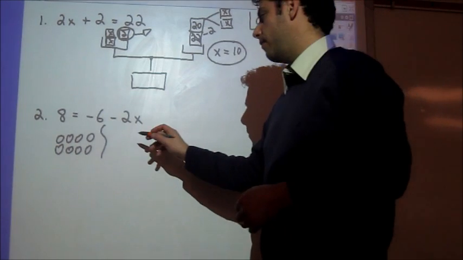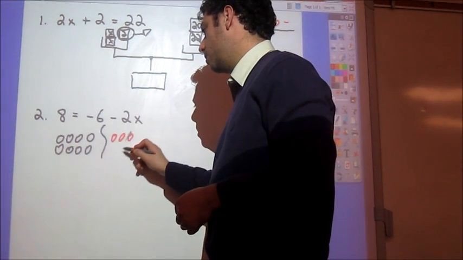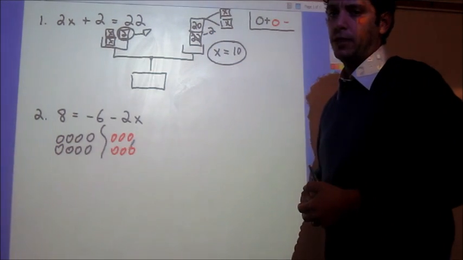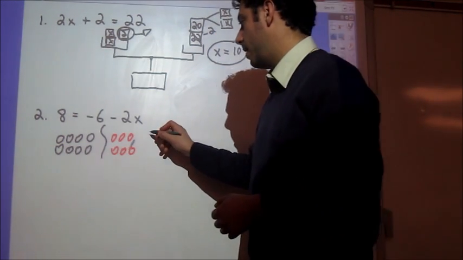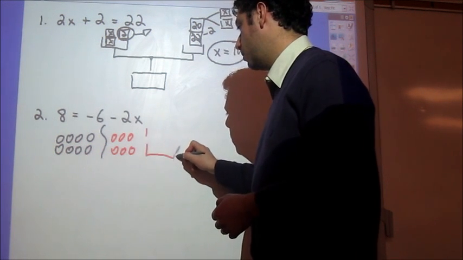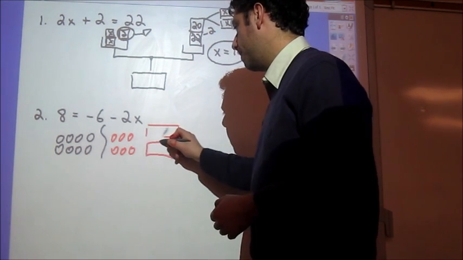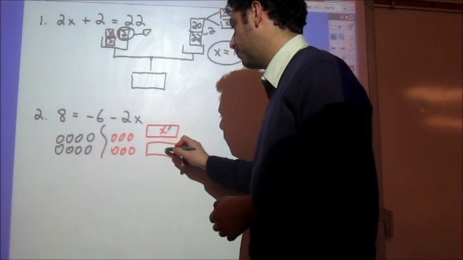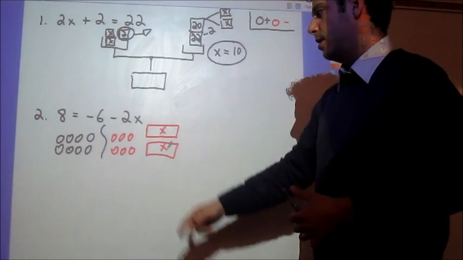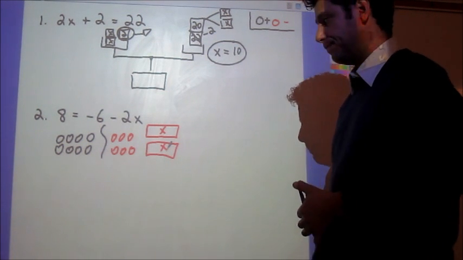I'm going to now have 6 negative tiles, and I'm going to have 2 negative variable tiles, because in this case I've got -2x. So there are my -2x tiles.